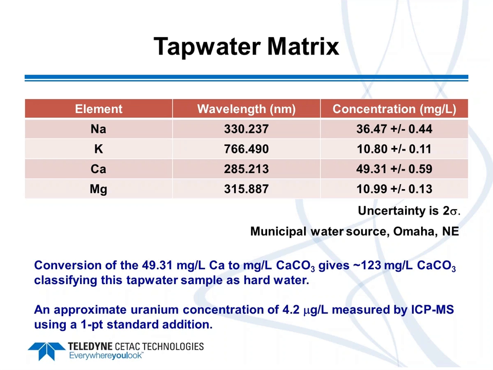We then took this same tap water and we spiked it with a known amount of uranium, and were able to do a quick measurement using the Thermo iCAP Q ICP-MS and came up with an approximate uranium concentration in the tap water of around 4 parts per billion.